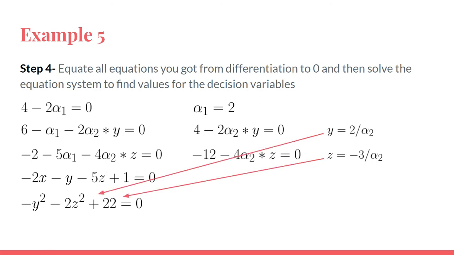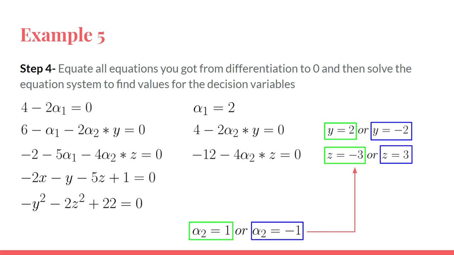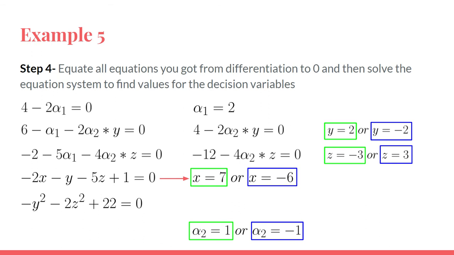We're going to apply these two new equations to our fifth equation. By doing this, we have that minus 22 over alpha 2 squared plus 22 is going to be equal to 0. This means that alpha 2 is either equal to 1 or alpha 2 is going to be equal to minus 1. We apply these two values to the equations of y and z that we got earlier. By doing this, we have that y is equal to 2 and z is equal to minus 3 if alpha 2 is equal to 1, or y is equal to minus 2 and z is equal to 3 if alpha 2 is equal to minus 1. We will then apply these values of y and z to our fourth equation. By doing this, we have that x is equal to 7 or x is equal to minus 6, depending on which values of y and z we chose.